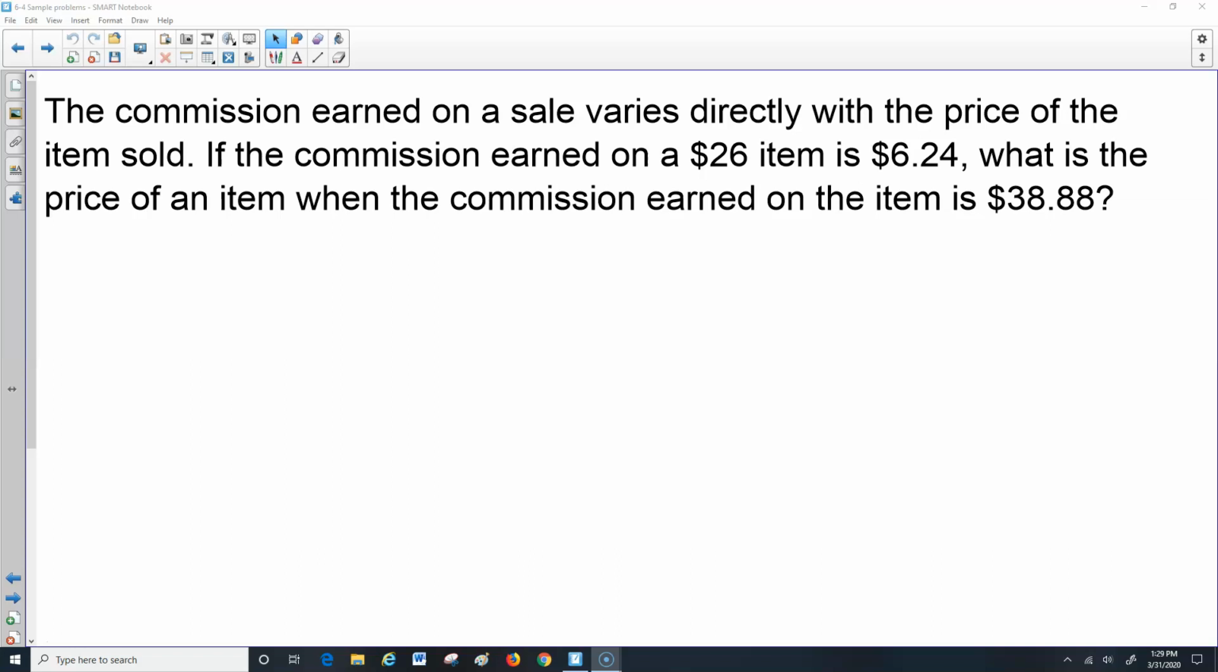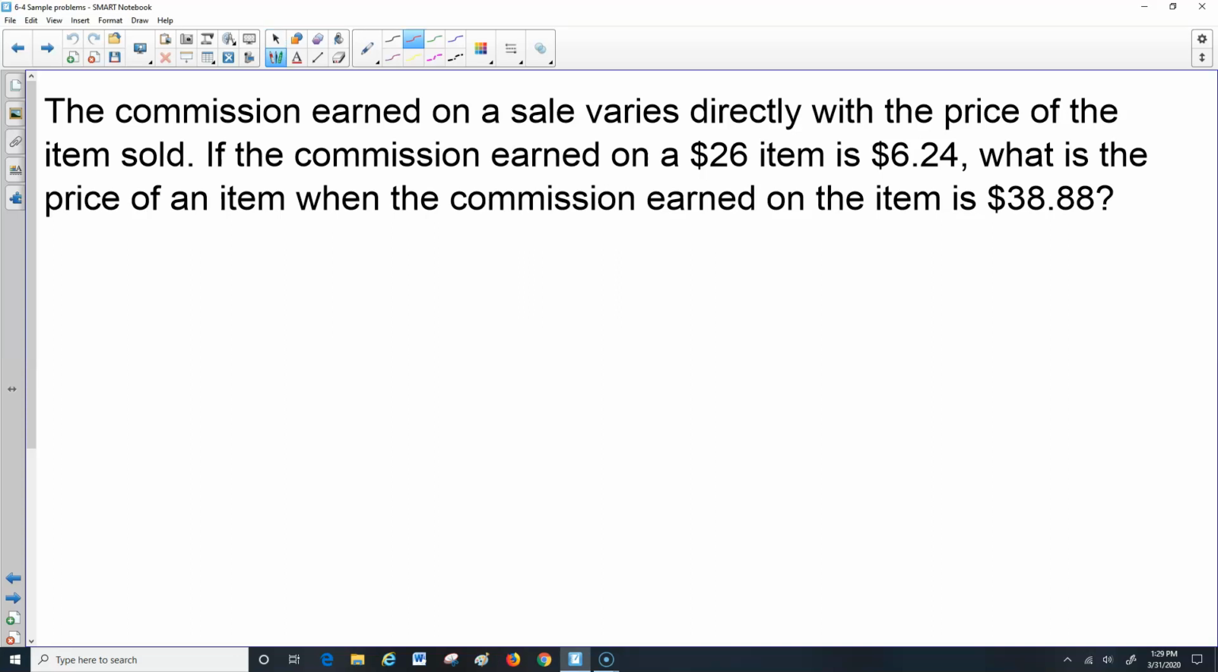We're going to look at two methods for solving each of these problems. The first problem is the commission earned on a sale varies directly with the price of the item sold. If the commission earned on a $26 item is $6.24, what is the price of an item when the commission earned on the item is $38.88? The two things we're comparing here are commission and price.